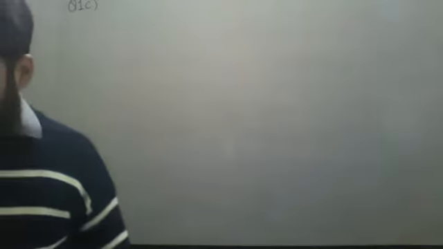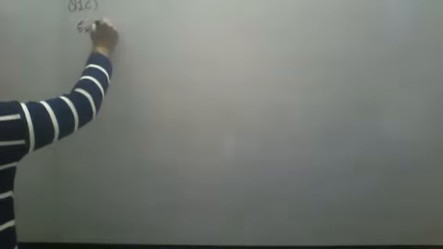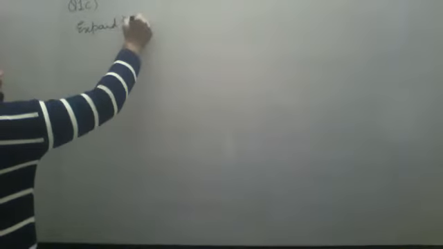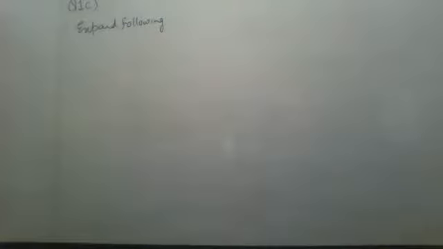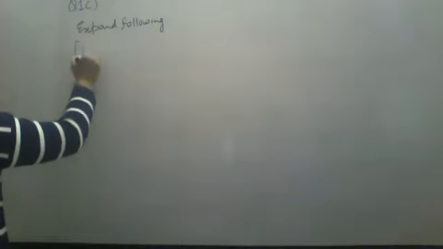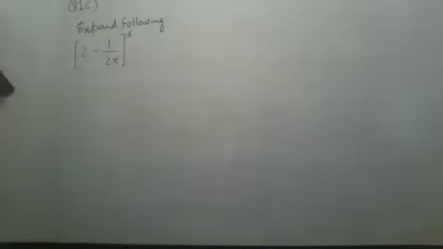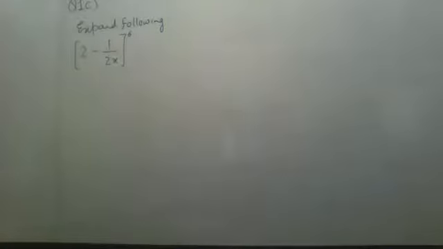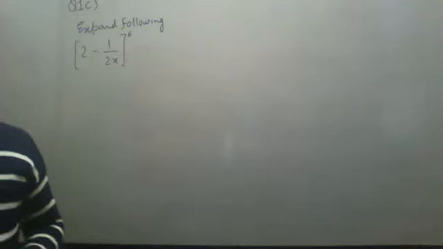Okay, so we are going to start with question number 1C, in which they are saying expand the following. The question given is (2 minus 1 over 2x) whole power 6. Now, we have to expand this, and for expansion I have to use the binomial theorem.